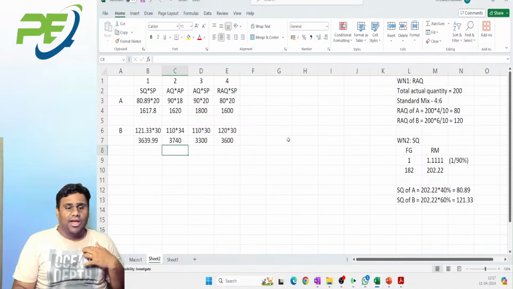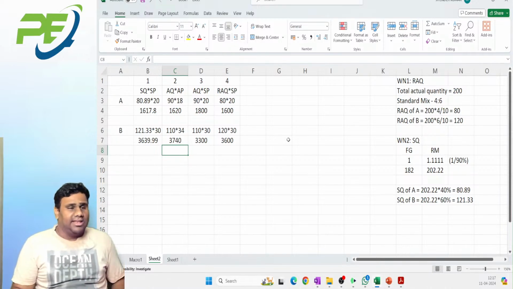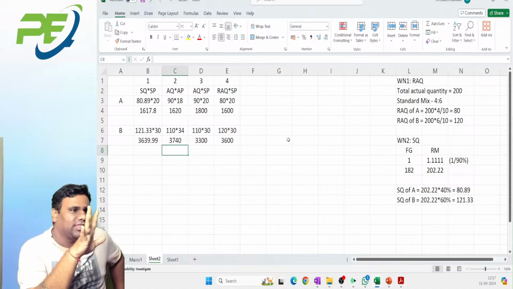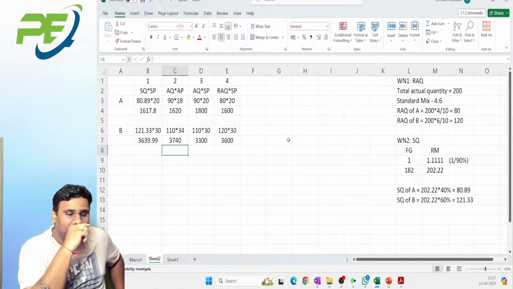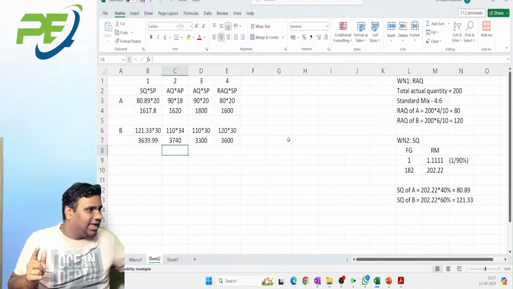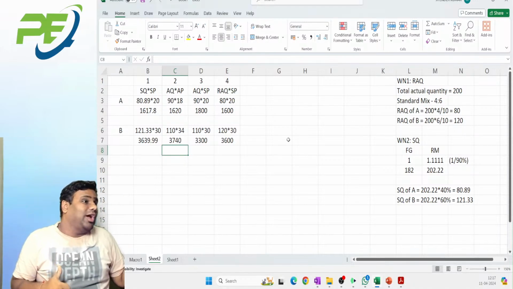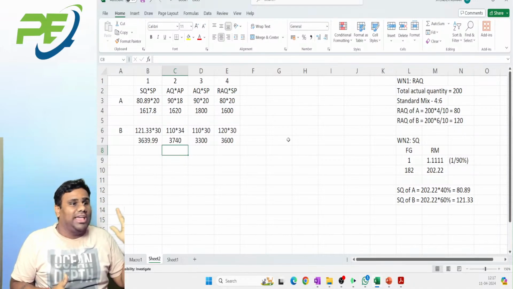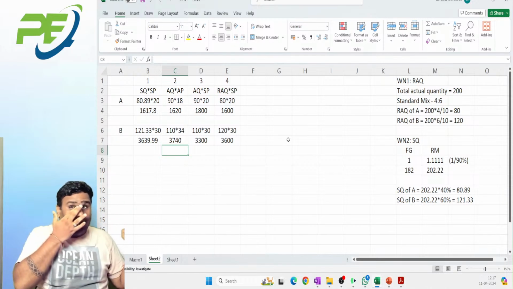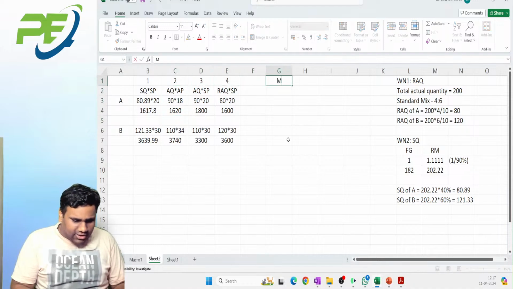Everyone, now the beauty here is that generally we calculate 5 variances. Now when you have 2 raw materials, you have to calculate 15 variances: 5 variances for A, 5 for B, and 5 for total. So let's do it. Now material cost variance.